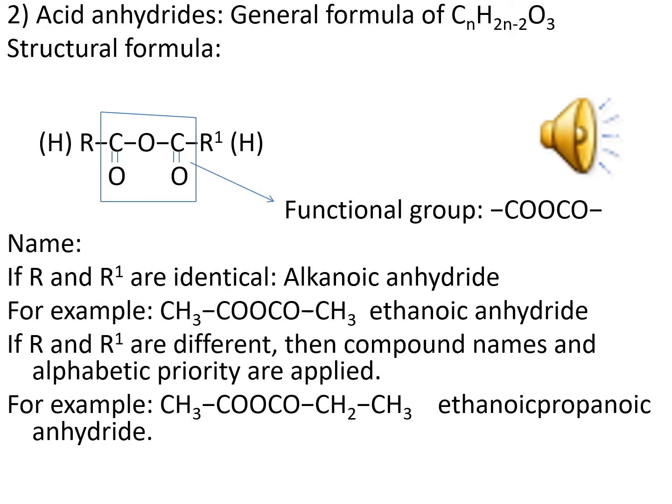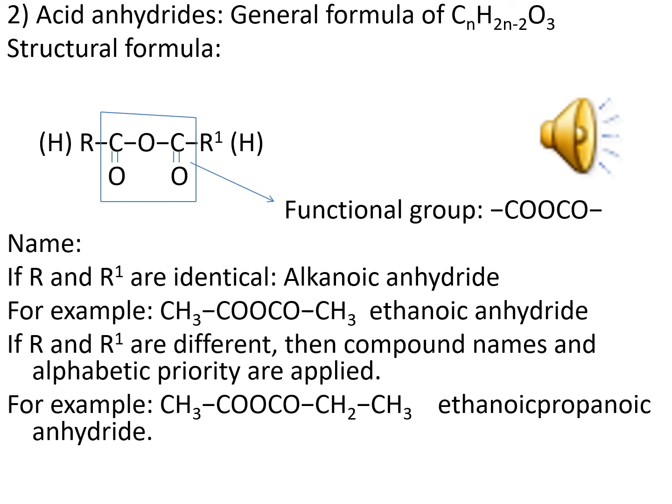Let me repeat, anytime you see carbon, two oxygens, then carbon and oxygen, this represents the functional group of the acid anhydride. Now the naming of the acid anhydrides, we have two cases when it comes to naming the acid anhydrides. The first case is when the R and the R prime are identical. In this case, the name of the acid anhydride is alkanoic anhydride.